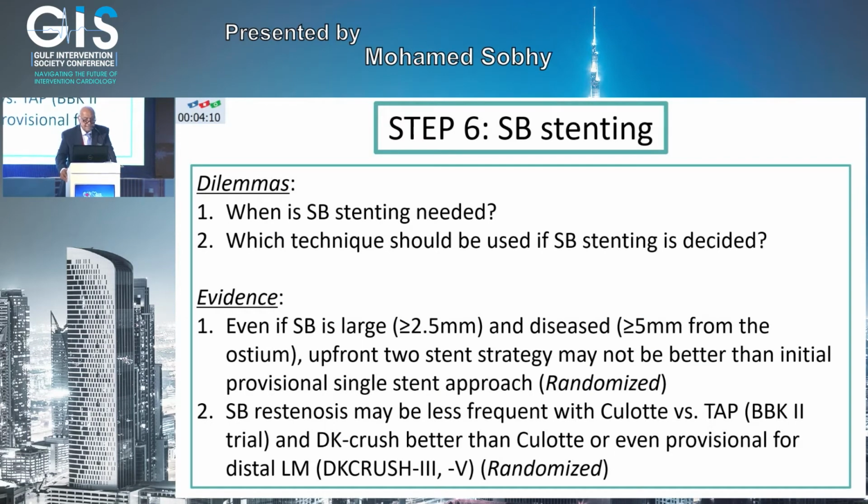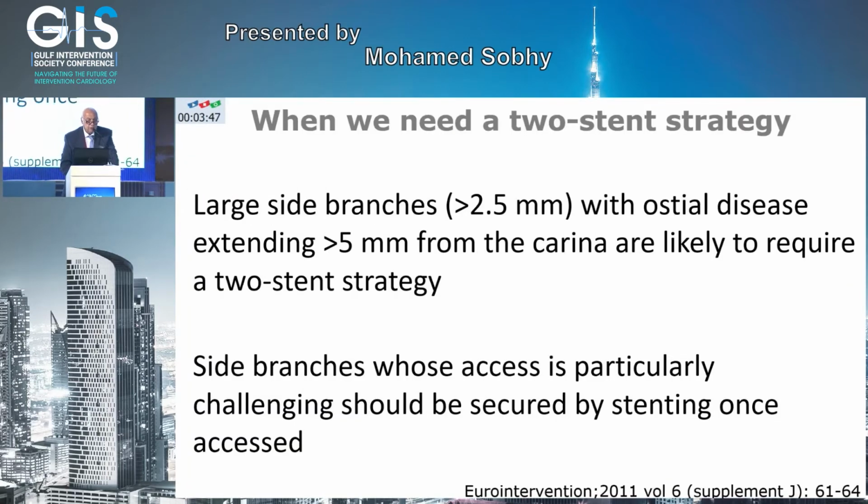Then step number 6, side branch stenting. When can you make it? Which technique should be used if side branch stenting is decided? If the side branch is large, more than 2.5, and disease more than 5, upfront 2-stent strategy can be used better than single. Restenosis of the side branch is less frequent with culotte versus TAP, and crush is better than culotte or even provisional. So when you do a 2-stent strategy, a large side branch more than 2.5 with ostial disease extending more than 5 millimeters from the carina is likely to require a 2-stent strategy.